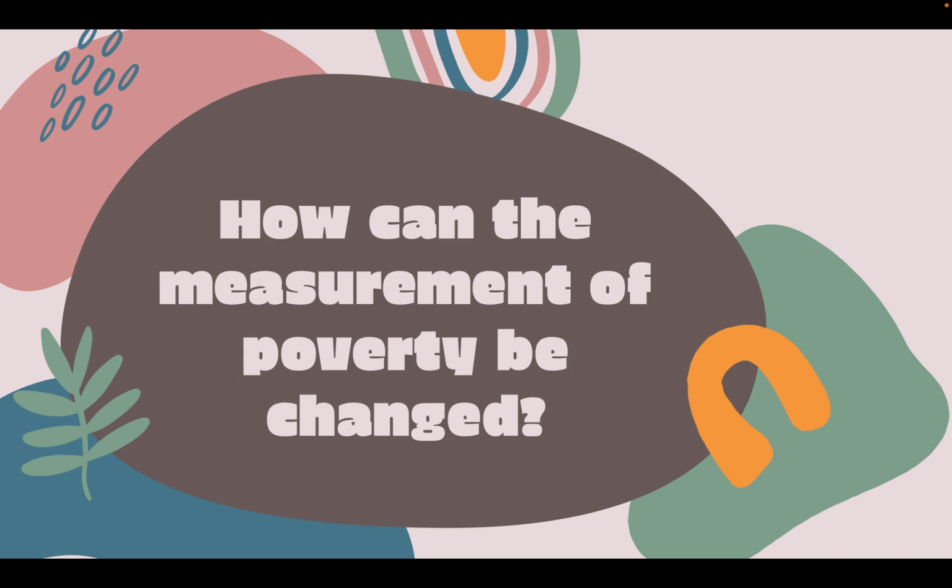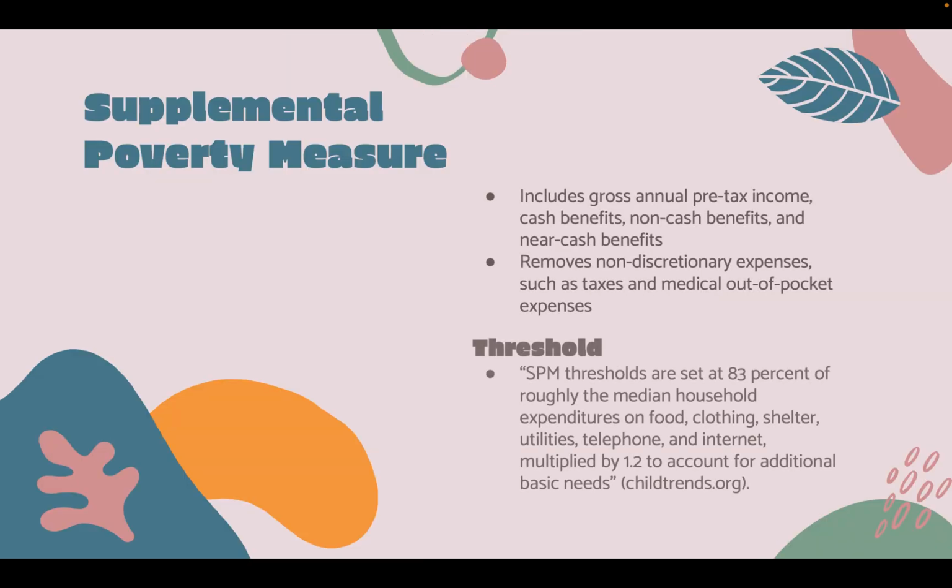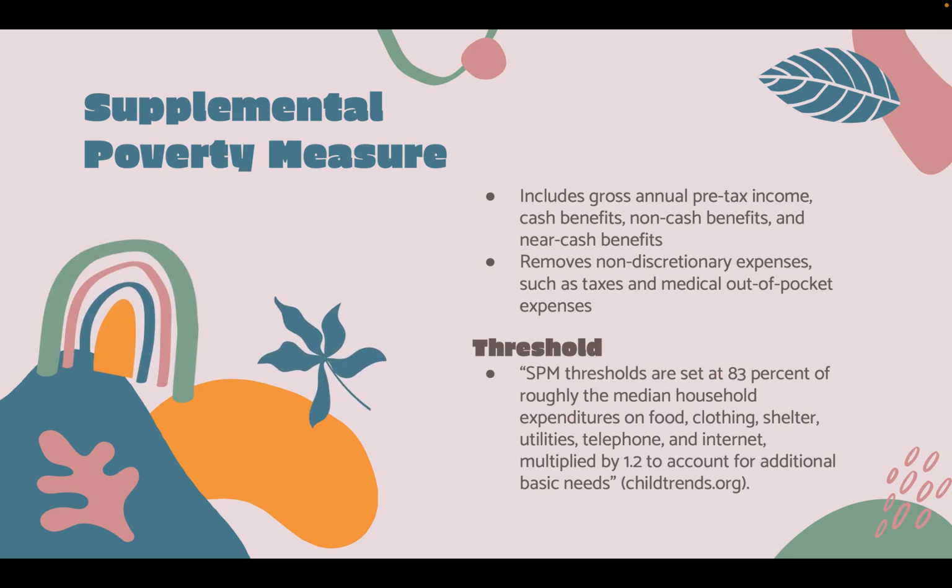How can the measurement of poverty be changed? The SPM is a superior poverty measure compared to the OPM because it accounts for factors affecting the bottom line of a household. Opponents of the SPM argue that it can be difficult to compare different regions because the thresholds can vary by region. Even though that is the case, regions can still be compared by the percent of the population that is still in poverty, regardless of what the threshold is.